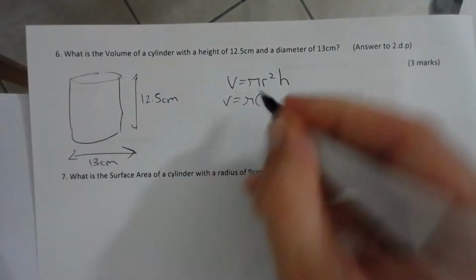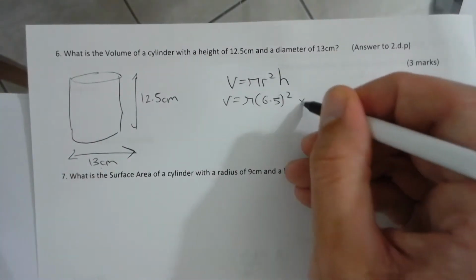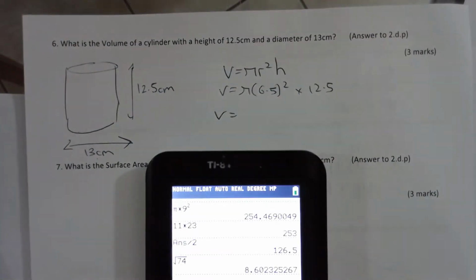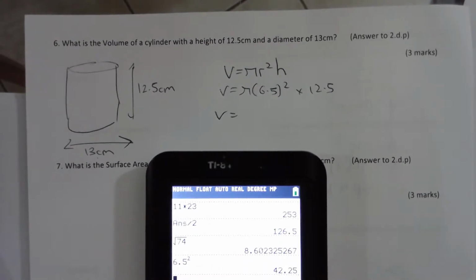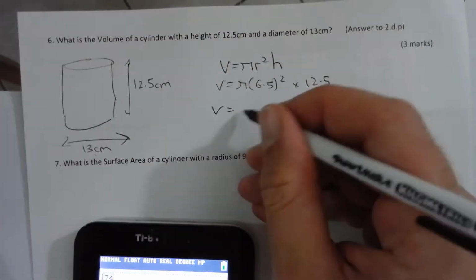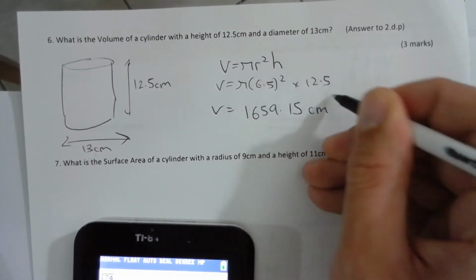The radius here is 6.5, and the height is 12.5, so all we need to do is type that into a calculator. 6.5 squared times pi times 12.5, and we get our volume: 1659.15 to 2 decimal places.